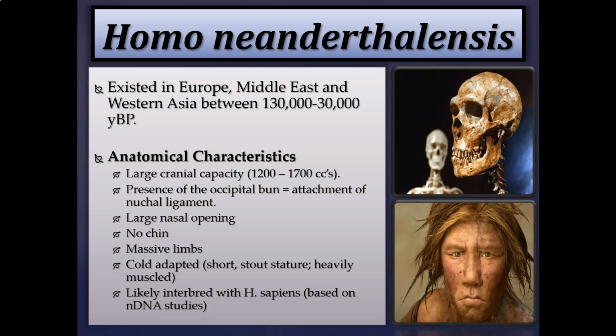All right, so we just finished talking about Homo heidelbergensis, which is generally considered to be the common ancestor of both us, Homo sapiens, and the Neanderthals. All right, let's talk more specifically about Homo neanderthalensis.